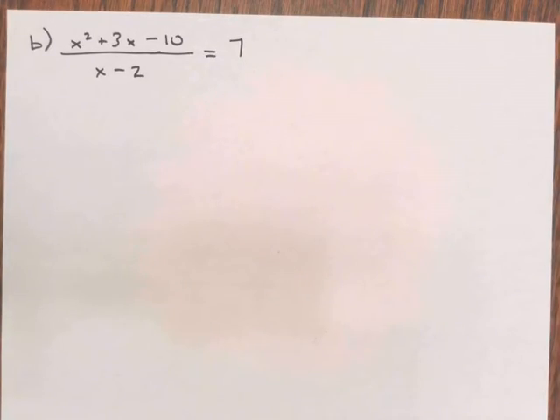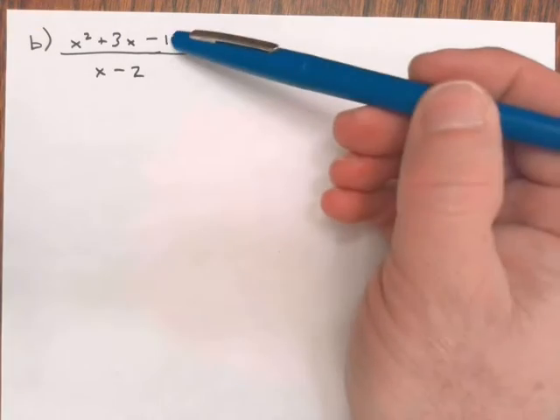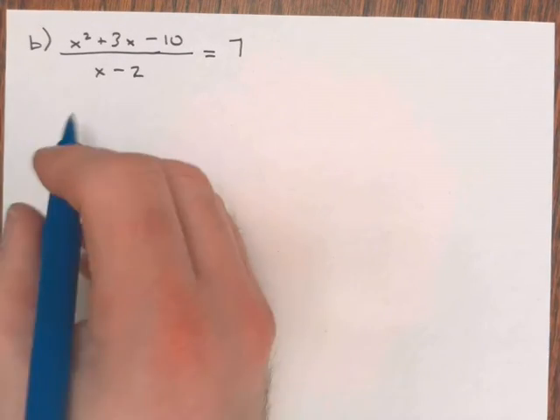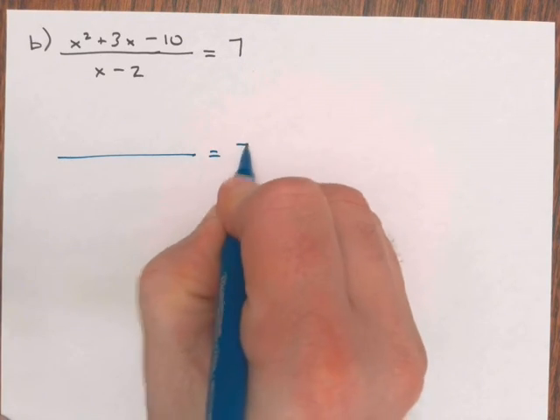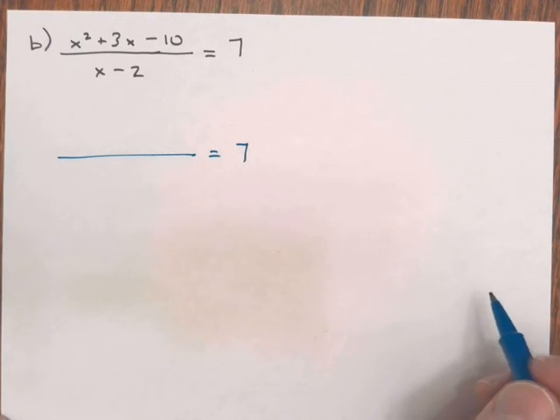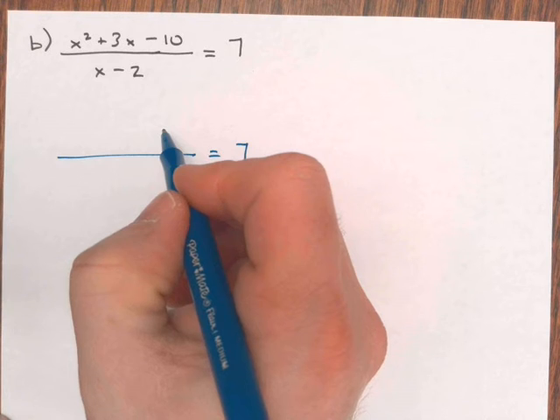For letter B here, we have something similar. We have a rational function on the left side of our equal sign equal to our number 7. I'm going to go through and factor the top and bottom of that rational function.